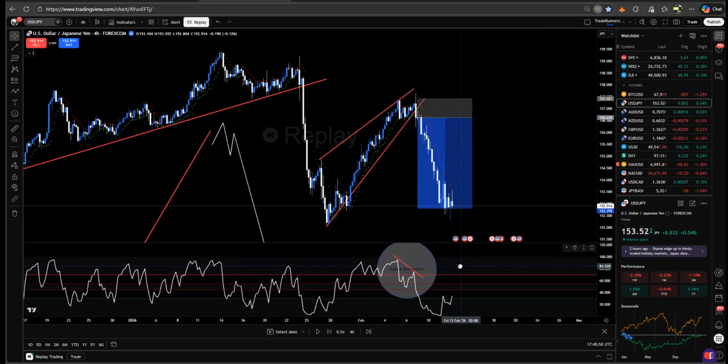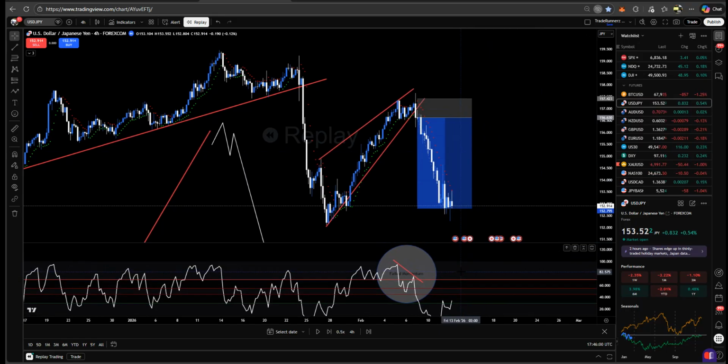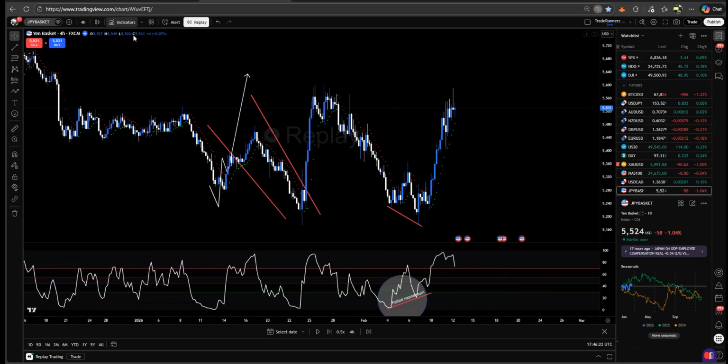But as far as the momentum, this is bearish divergence here. Bearish divergence. I'm gonna write it on the chart so you know. All right, bearish divergence, and this right here would be bullish divergence.